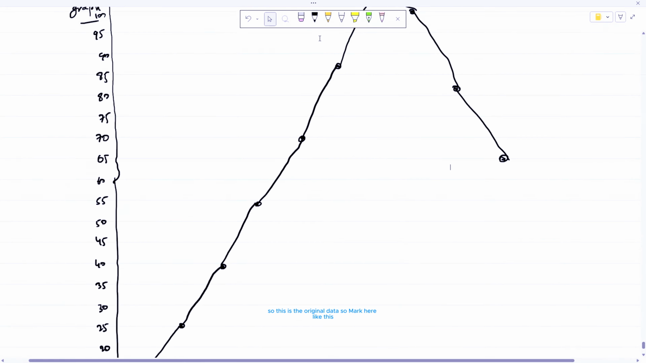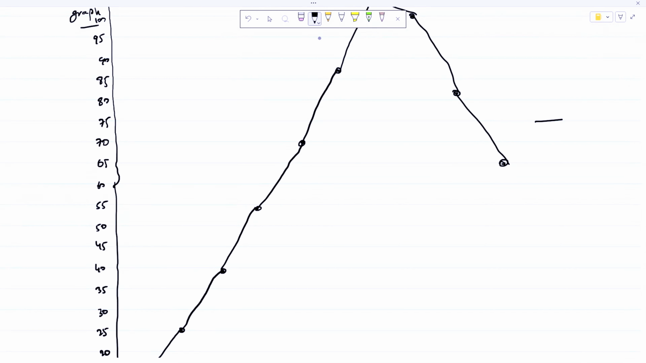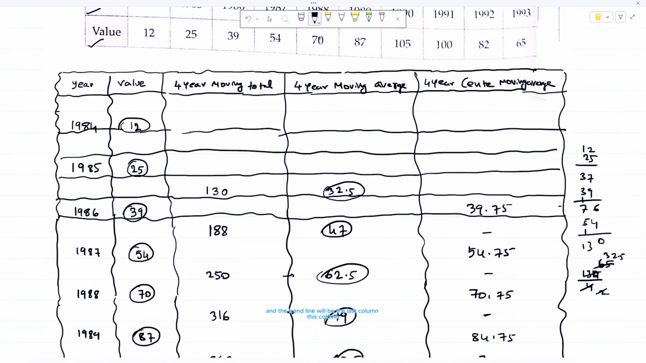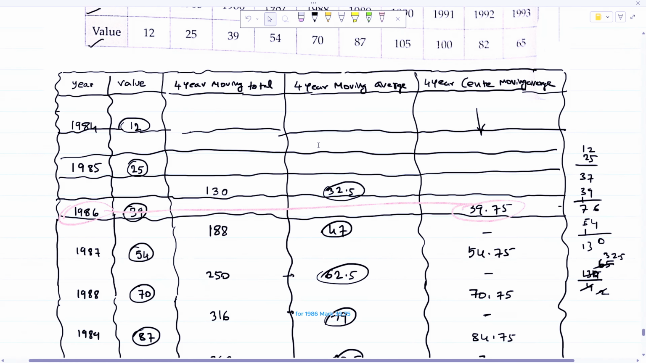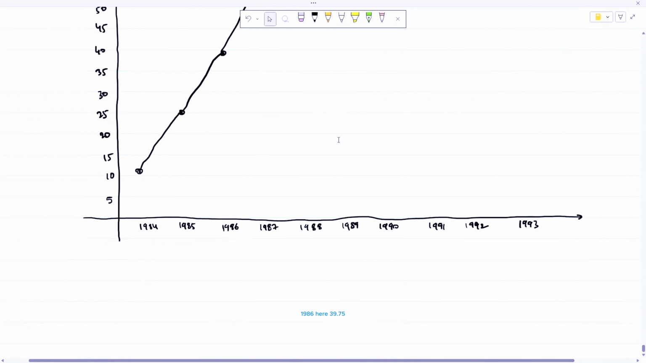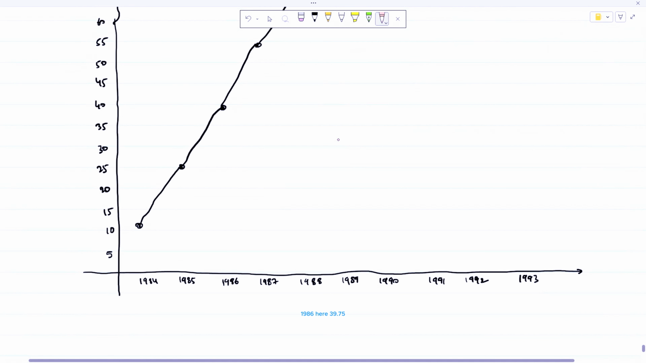So this is the original data. So mark here like this, write down original data. And the trend line will be the last column, this column. Trend line will be the last column, okay? So 39.75 will be taken for this column, right? This was in this row. So for 1986, mark 39.75. Of course, very close to this one.